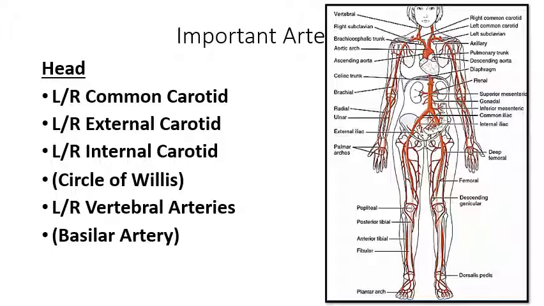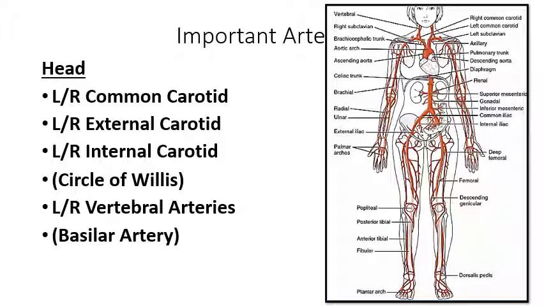And then we also have the left and the right vertebral arteries that travel up the back of the neck through the transverse foramina of the cervical vertebrae. So you remember that one of the ways that you can tell a cervical vertebra from a thoracic vertebra or a lumbar vertebra is that the cervical vertebrae have holes in the transverse processes. And those holes are used for the vertebral arteries and the vertebral veins, which we'll talk about later.